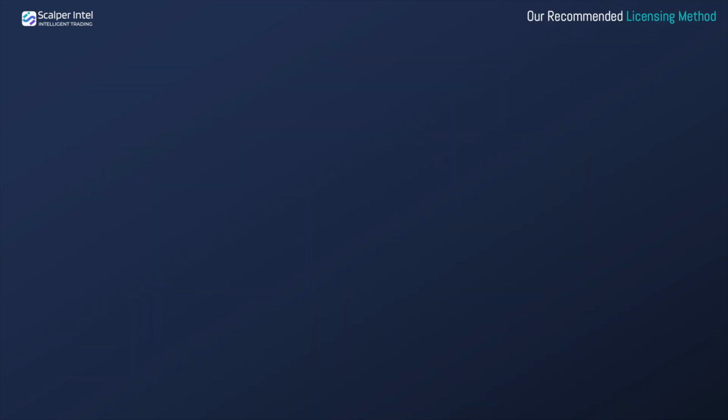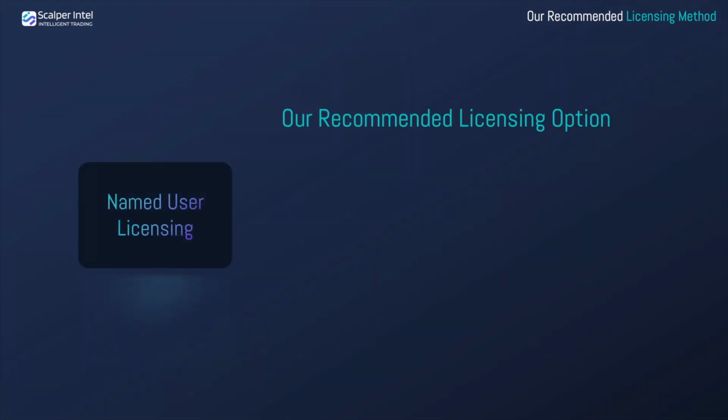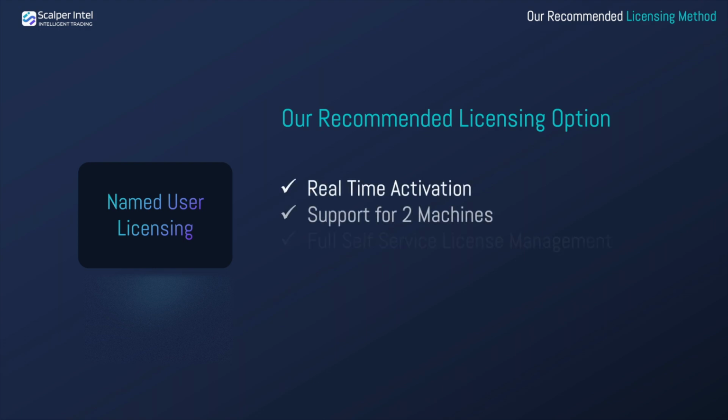That's it! We hope this guide helps you install, activate, and get the most out of your ScalperIntel indicators. Remember, named user licensing is the recommended method for NinjaTrader 8.1.6.0 and above. It gives you real-time activation, support for 2 machines, and full self-service license management.